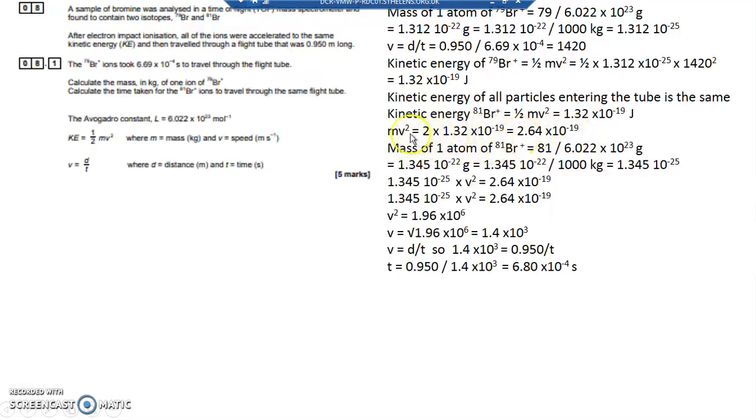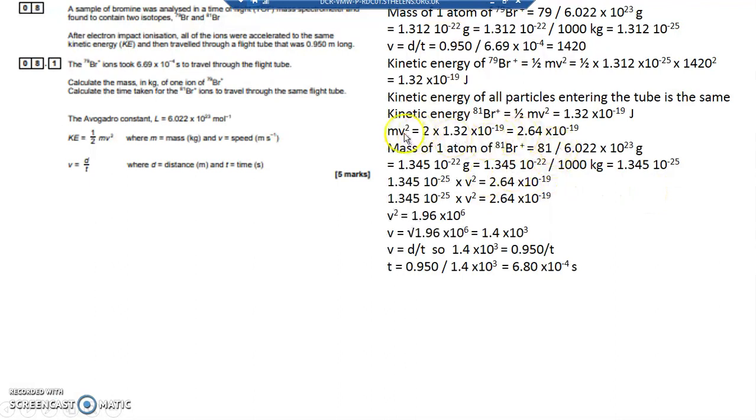So I've now got mv squared. I can work out the mass of an 81Br. It's 81 divided by Avogadro's number. That gives me the mass in grams of one atom, one ion, of 81Br, which is 1.345 times 10 to the minus 22 grams. Convert it into kilograms by dividing by 1,000. Now we've got the mass of one 81Br 1+ ion: 1.345 times 10 to the minus 25 kilograms.